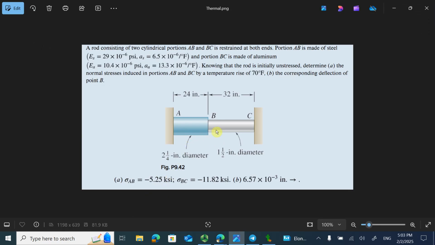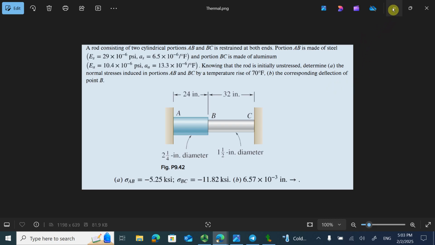After the temperature rises, they're going to have compressive stresses forming on both rods. In the steel, since it has a larger area, it's going to be smaller. It's going to be negative 5.25 KSI. The right side BC is going to be negative 11.82 KSI. And displacement of point B is also listed here, and it's going to go to the right. So this is the answer from theory. Let's model this in Ansys and see how we can do it.